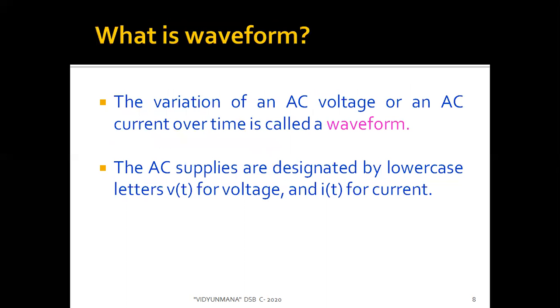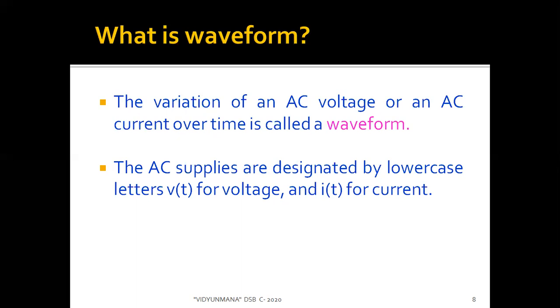Next, many times you might have heard about the sine wave, the sinusoidal waveform. So what is this waveform? The variation of an AC voltage or an AC current over time is called a waveform. AC supplies are designated by lowercase letters: v of t for voltage and i of t for current. Here t indicates the time, because both voltage and current vary with time continuously.